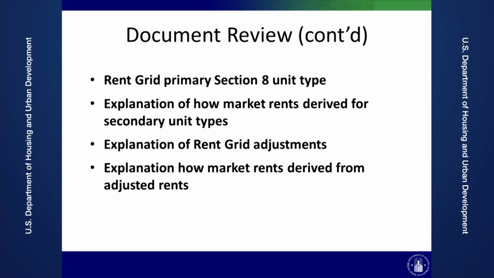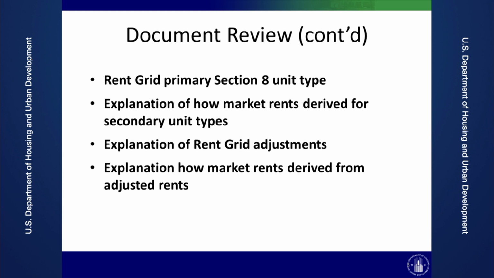The next section is the document review. We're still on initial review, but in this case, we're looking, is there a rent grid included for every primary Section 8 unit type? So if you've got 3 or 4 different unit types, there's got to be a rent grid for every single one of those. Is the explanation of how market rents were derived for secondary types there? Again, not quality, but making sure that at least there's some text in the box or in a paragraph in the document.